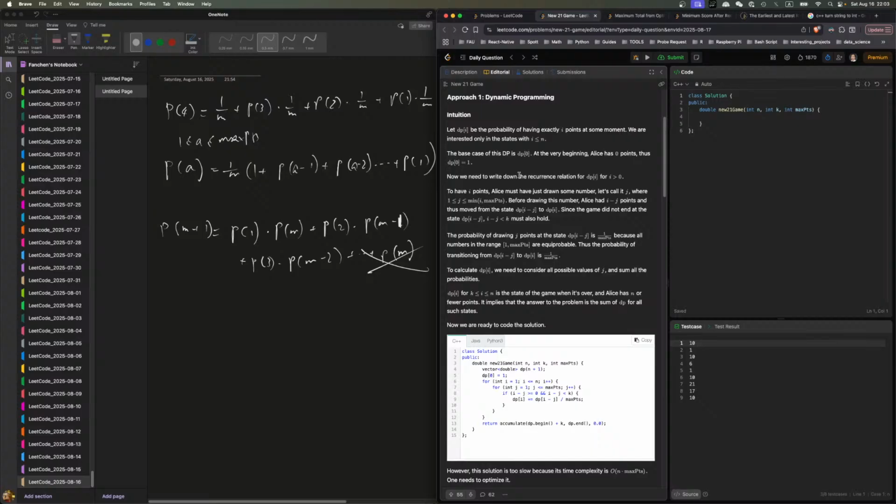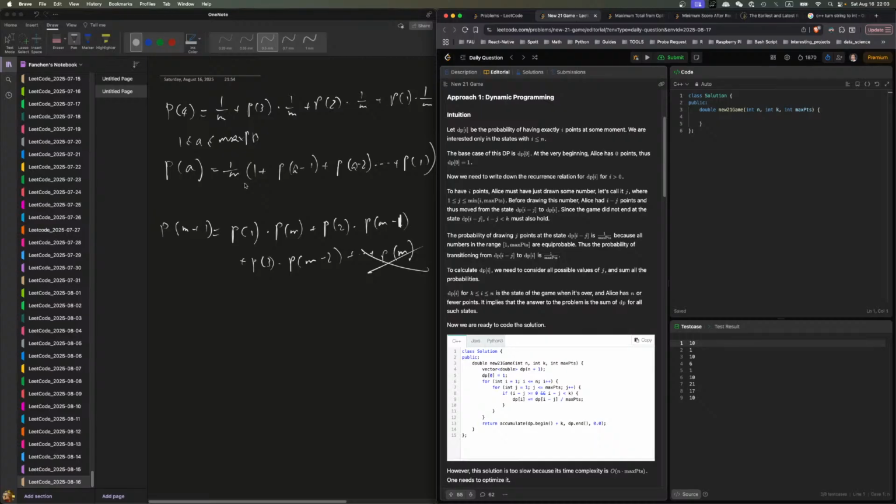But isn't this solution in a timeout? Yeah, it's in a timeout. But I think we can optimize it.